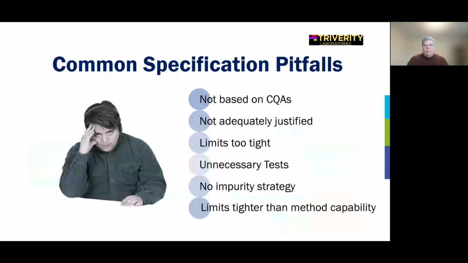So, some common specification pitfalls. The biggest one is it's not based on CQAs, and that's critical quality attributes. So you need to look: is this a critical quality attribute of my product? If it's not, don't put it on there. If it is, and you don't have it on there, then that could be a problem.